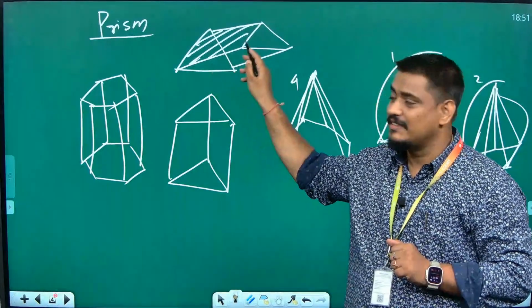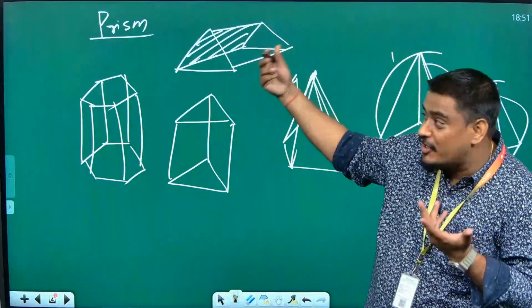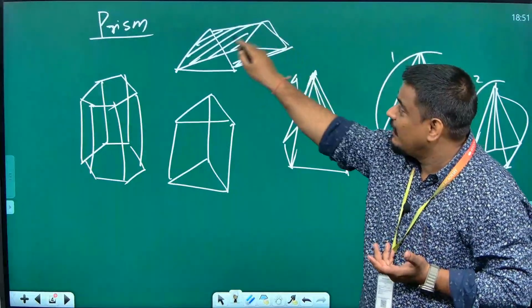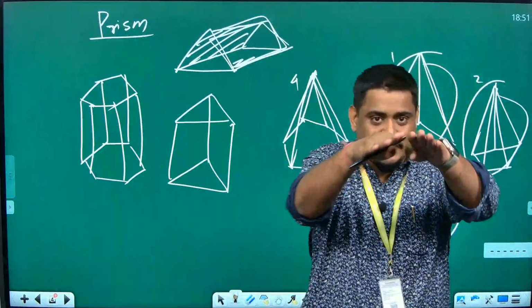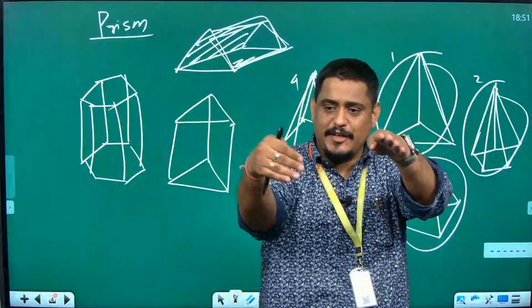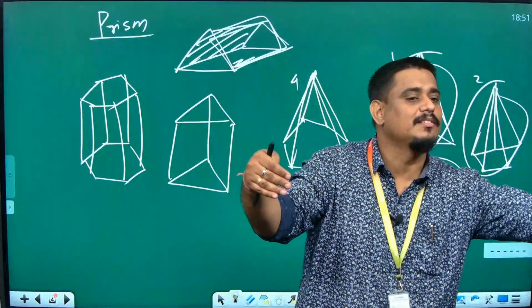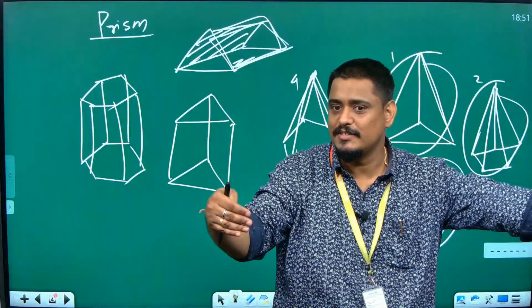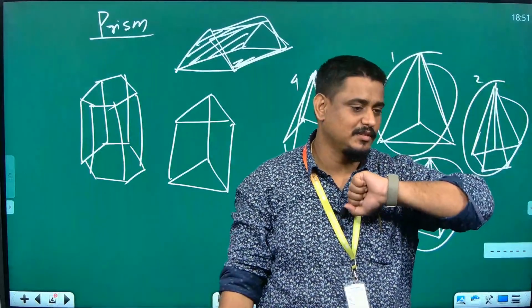Actually, light is coming and hitting this face. Are you getting which face? And after refraction, it is coming out from this face. I hope you are understanding. So if this is the prism, then it is hitting this face, refracting, coming from here. Are you getting my point? That's how a prism works.